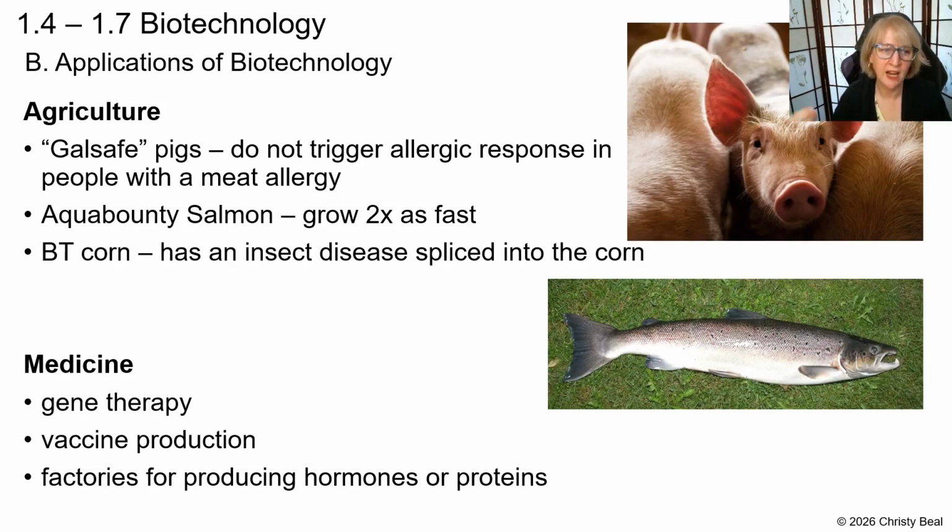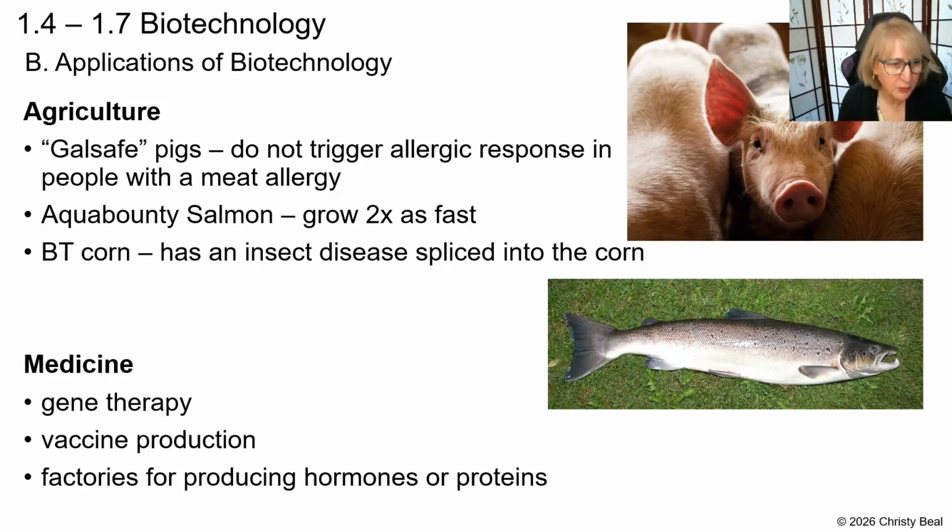It's a type of corn that has Bacillus thuringiensis inserted in it. Bacillus thuringiensis is a bacterium that when insects eat it, it damages the insect's gut and it kills them. We splice that into a lot of our feed corn so we don't have to spray it with pesticides. It's kind of a pesticide GMO corn.